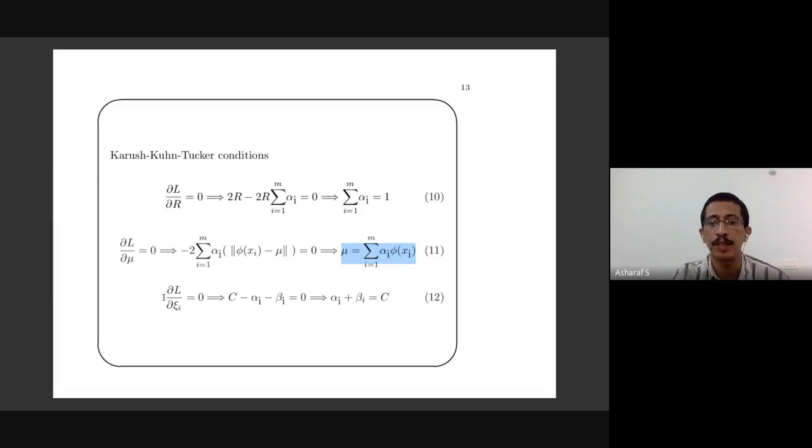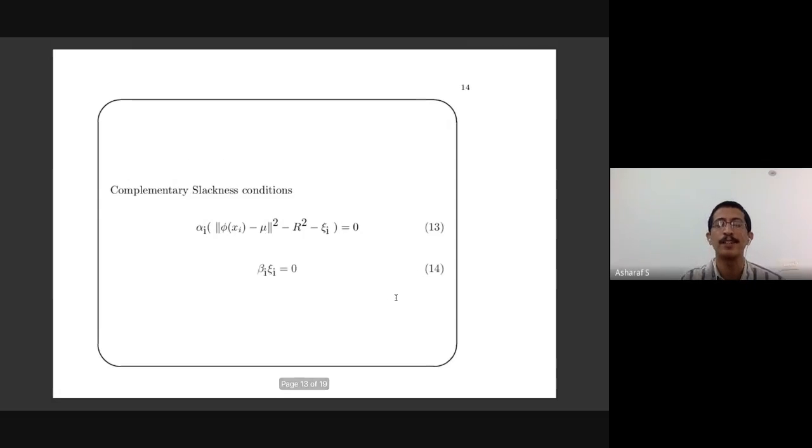So there is no difference. And ∂L/∂ζ_i equal to 0 will give you C minus α_i minus β_i is equal to 0, which means that α_i plus β_i is equal to C, which is also very similar to the soft SVM case. The complementary slackness conditions will be β_i ζ_i is equal to 0 and α_i times (‖φ(x_i) − μ‖² − R² − ζ_i) is equal to 0. It's a part of the case.